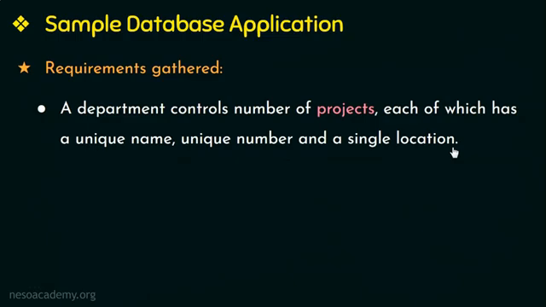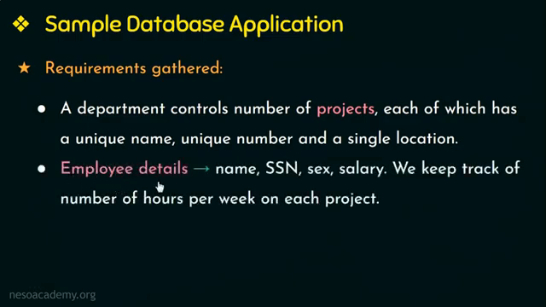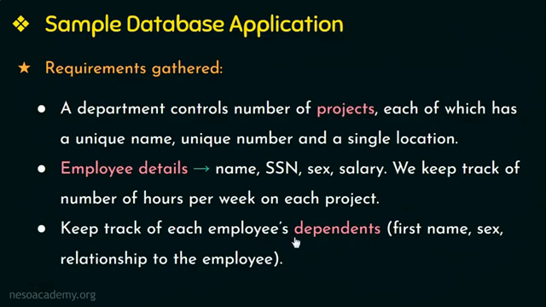The next requirement is we store employee details like the employee name, the social security number, which is definitely unique for each employee, sex or the gender of the employee, and salary details. We keep track of the number of hours per week an employee works on each project. We also keep track of each employee's dependents. Now, an employee's dependents could be their spouse, parents, or children, or anyone that is dependent on this employee. We need each dependent's first name, sex, and relationship to the employee. So these are the requirements gathered for the company database.